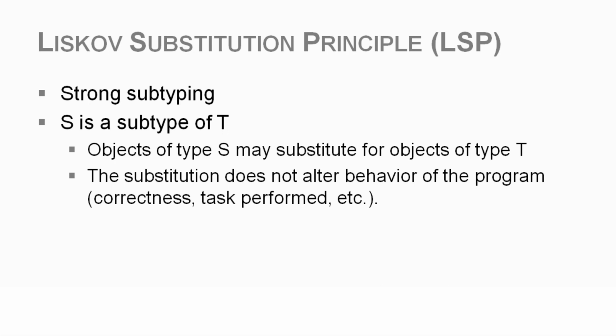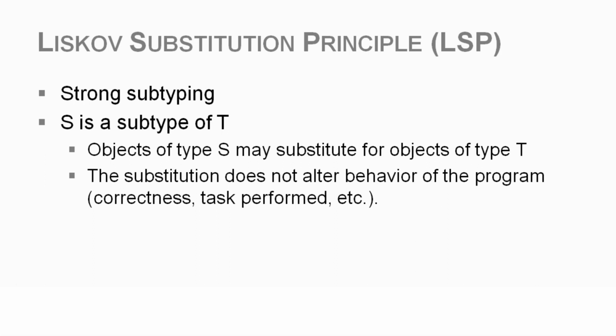So S is a subtype of T, some class S, and it's going to be inheriting or implementing an interface or a class T. The Liskov substitution principle says that objects of type S may be substituted for objects of type T. So any method or parameter or class that's going to use an object of type T will also be able to use an object of type S, and nothing bad will happen.